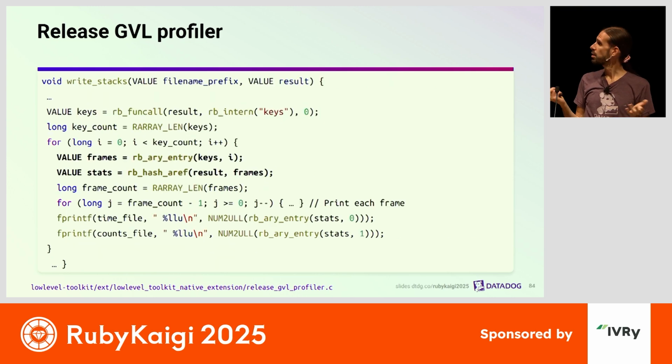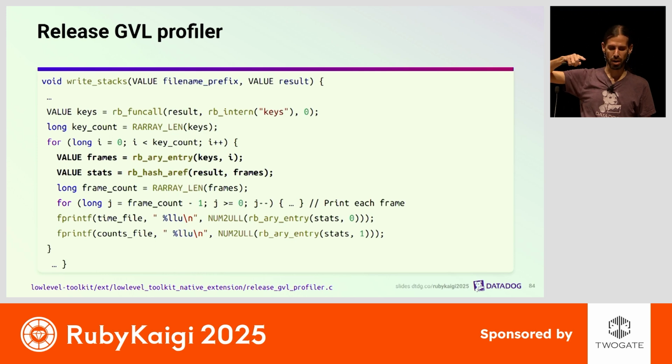And then that's it. The only thing we need to do is to write the stacks in a format that Speedscope understands. And this is a lot of boilerplate, and I will admit that I've simplified this. But basically, we're going through the hash with the information that we recorded. We have to print out the stack trace that we got, and then we print the counters that we recorded.